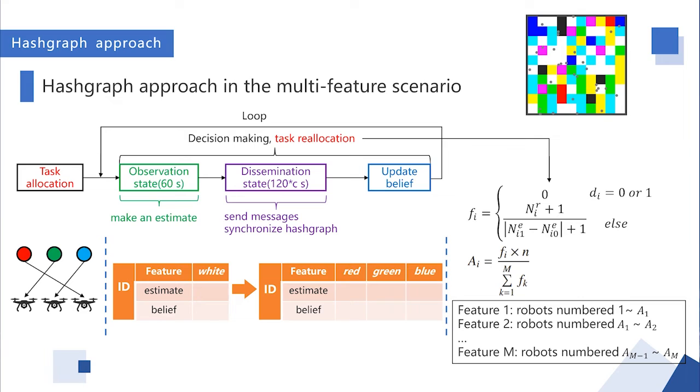The algorithm in the multi-feature scenario extends that for the single-feature scenario. Each robot maintains beliefs and makes decisions on each of the features with the same algorithm. The message also contains the estimates and beliefs of all the features. The difference is the initial distribution of robots on different features and the strategy of feature switching.